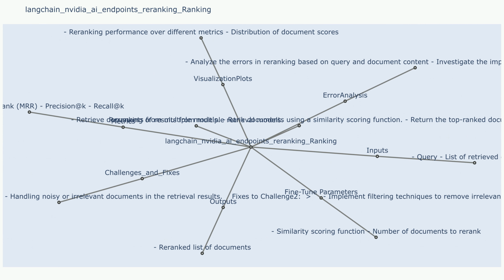Fixes to challenge 2. Domain-specific fine-tuning. Training the re-ranking model on a data set from the specific domain can improve its performance in understanding and ranking relevant documents. Hybrid approaches. Combining re-ranking with other methods, such as keyword matching, that are more suited for specific domains can provide a more comprehensive ranking solution.